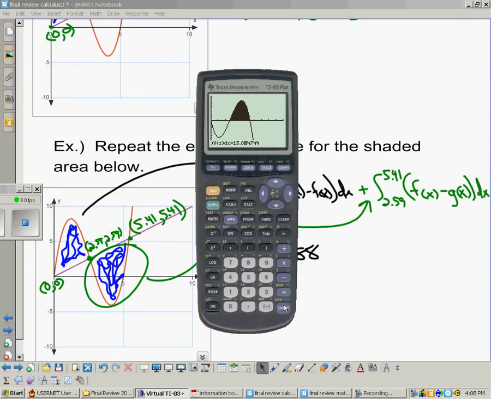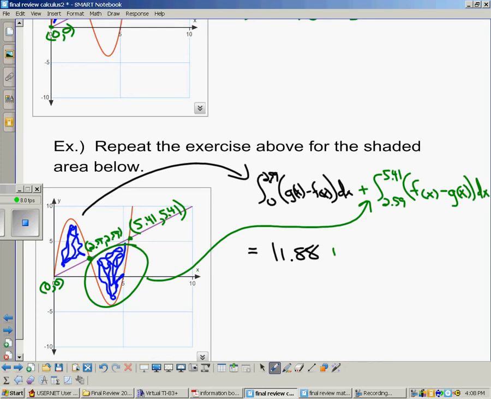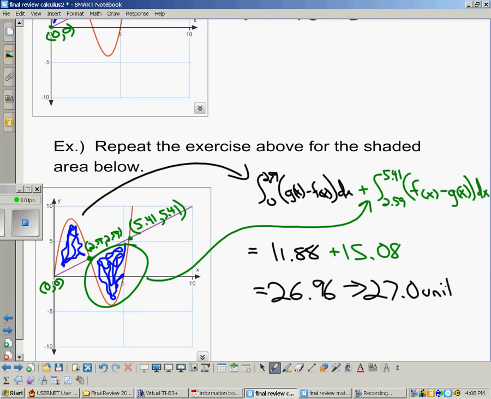And I get 15.08. Okay. If I add those together, it'll be 26.96, which rounds to 27.0 units squared. Again, there are a lot of other ways that you could have approached this.